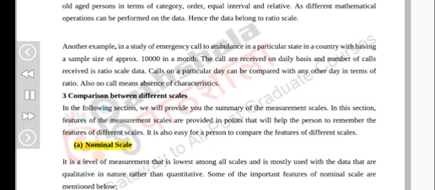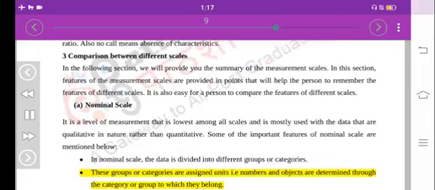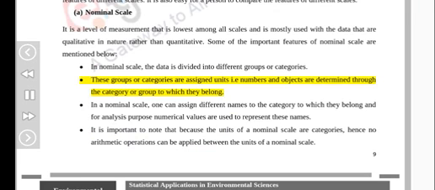A, nominal scale. It is a level of measurement that is lowest among all scales and is mostly used with data that are qualitative in nature rather than quantitative. Some of the important features of nominal scale are mentioned below. In nominal scale, the data is divided into different groups or categories. These groups or categories are assigned units, i.e. numbers, and objects are determined through the category or group to which they belong.